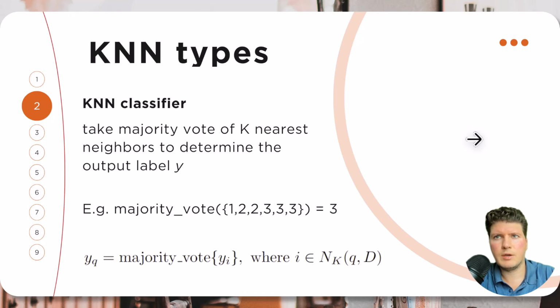For example, for k equal to 6, if we have 1 vote for class 1, 2 votes for class 2, and 3 votes for class 3, the majority vote is equal to 3.